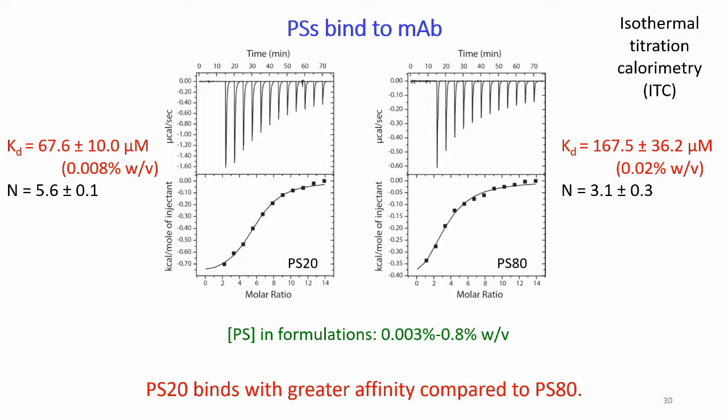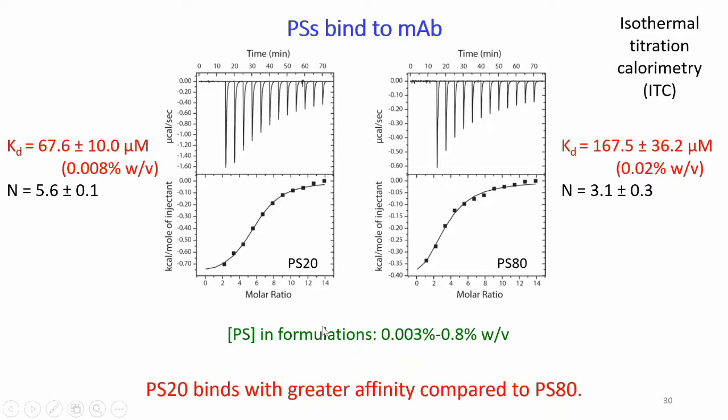Then when we fit this to the binding equations, you can see that the dissociation constant of the PS20 is about 0.008% weight by volume, with approximately 6 polysorbate molecules binding to 1 molecule of antibody. Whereas in the case of polysorbate 80, the KD is about 0.02% weight by volume, with approximately 3 molecules of polysorbate binding to 1 molecule of antibody.